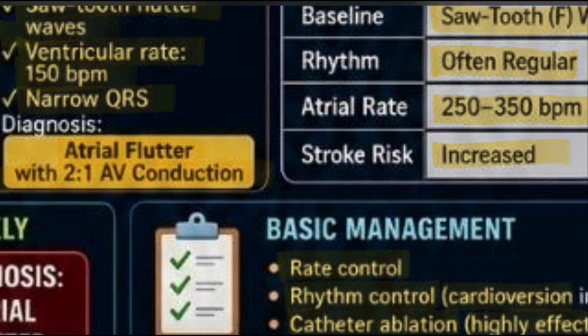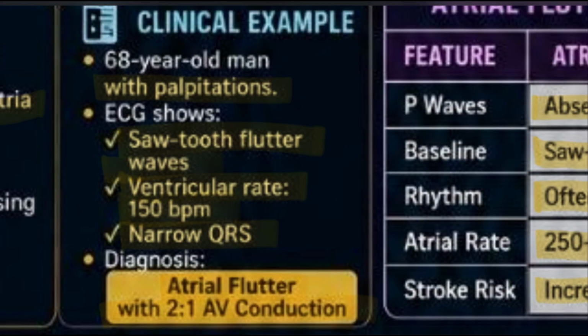So excellent. Today we learned how to identify atrial flutter and distinguish it from atrial fibrillation. In day 19, we will learn about supraventricular tachycardia, a very important topic, including its ECG features, causes, and how to differentiate it from sinus tachycardia.